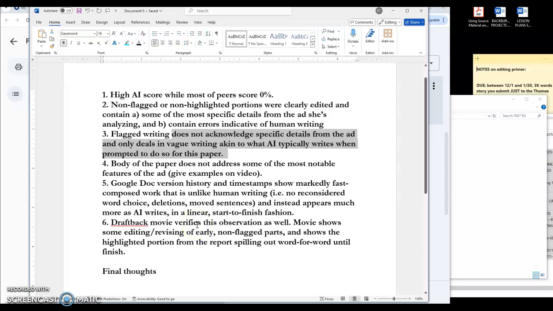And then lastly, I watched the draft back playback of the composition of this particular paper, and it would seem to also reiterate everything I'm seeing. So, you know, it looks a certain way just reading the paper, but then it looks the same way from the AI report, and it looks the same way from the Google Doc, and it looks the same way from the draft back. And that's probably all you need to know. But I would like to at least show you as much, to give a better visual representation of exactly what I'm talking about.